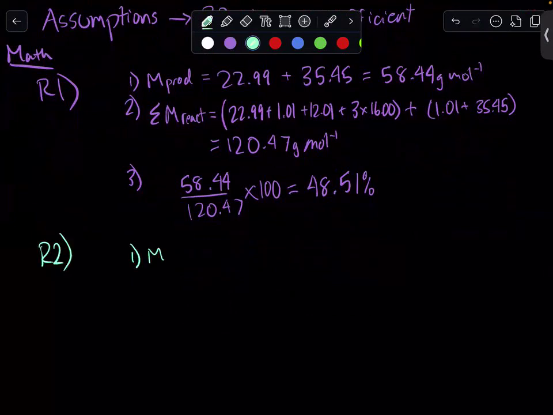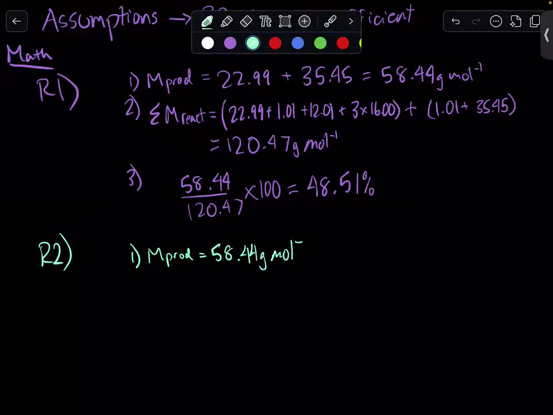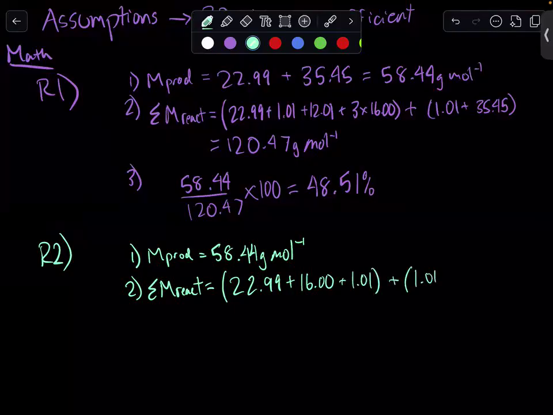Step 1, it's the same product. So I'm just going to copy that number over as 58.44 grams mole inverse. Step 2, it's a little different here. The sum of the mass of the reactants is going to be 22.99 plus 16.00 for oxygen plus 1.01 for hydrogen plus the same HCl value, 1.01 plus 35.45 for chlorine, giving me a total mass of 76.46 grams per mole inverse.